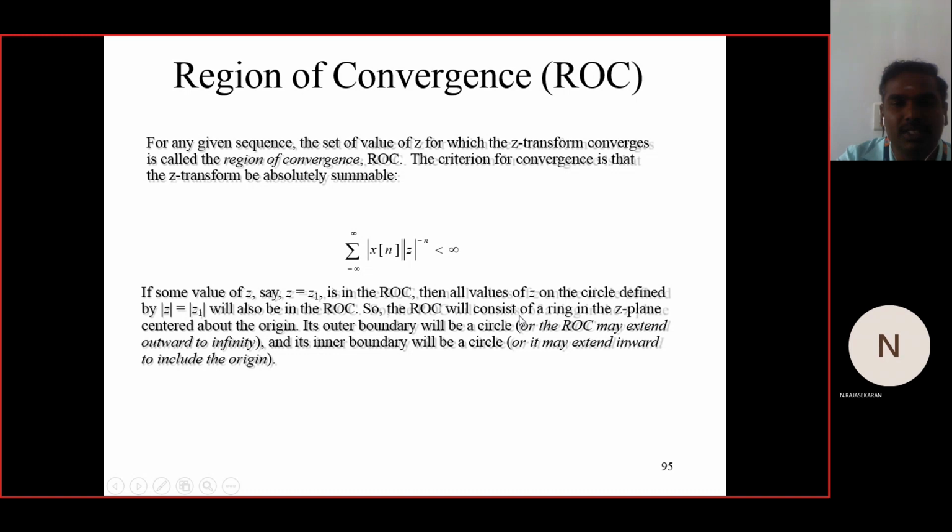So the ROC will consist of a ring in the Z plane centered about the origin. The outer boundary will be a circle and the inner boundary will be a circle. The ROC may extend outward to infinity or extend towards the origin. So this is a very important thing. Whether the ROC extends outward to infinity or towards the origin depends upon the modulus of Z value.